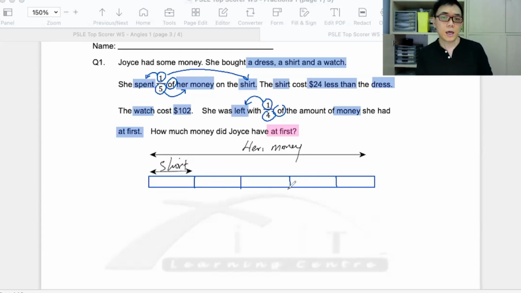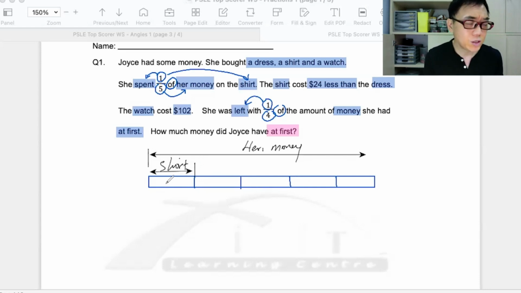Very good. And they say to you that the shirt is 24 less than the dress. So my question becomes, if the shirt is 1 unit, how much is a dress? Anyone wants to tell me? 1 unit plus 24. Very good. So the dress should be longer than the shirt. Okay, and I don't know how long, so you just draw any random place with it. So let's say this is 1 unit and this is the dress, then that makes this portion here 24.